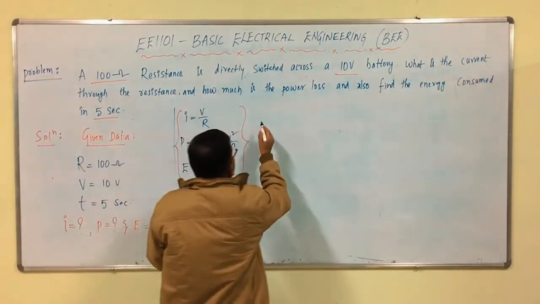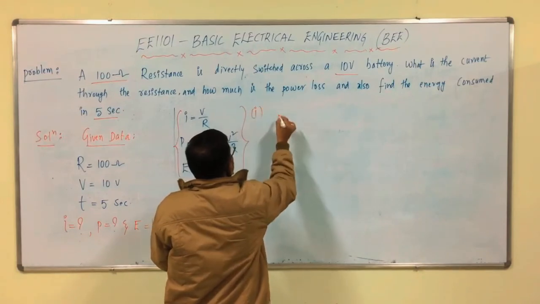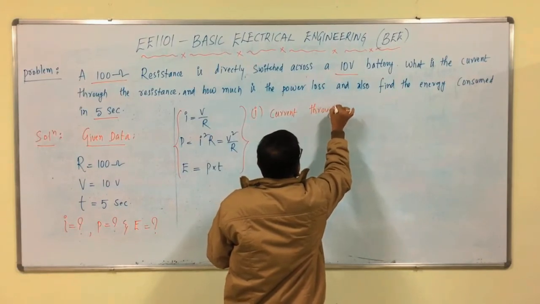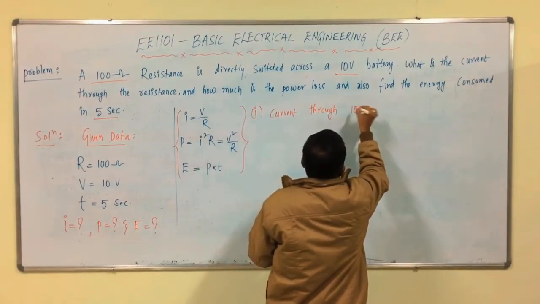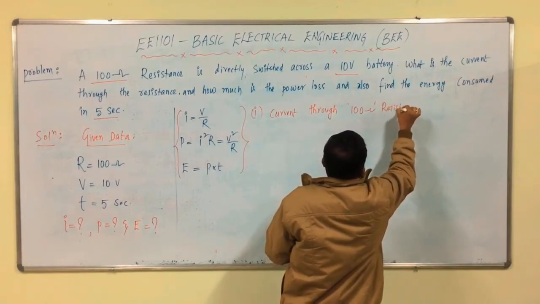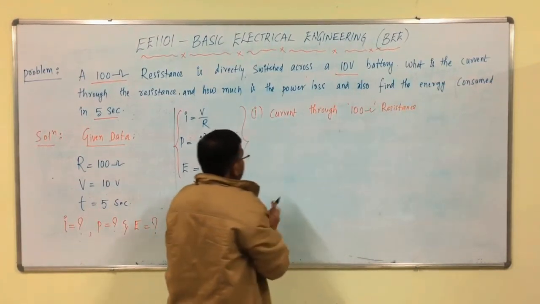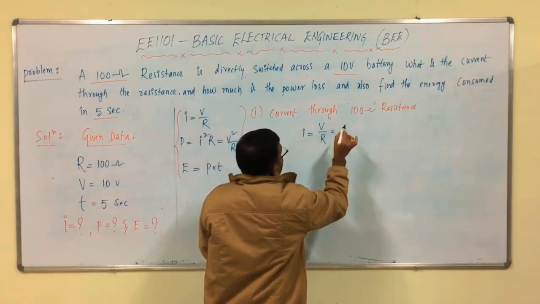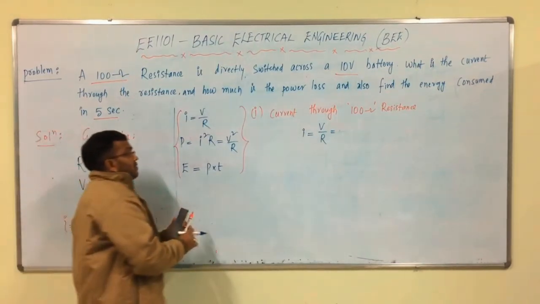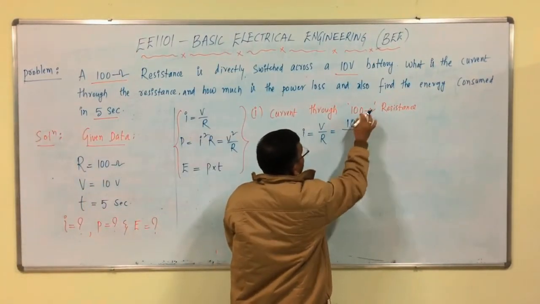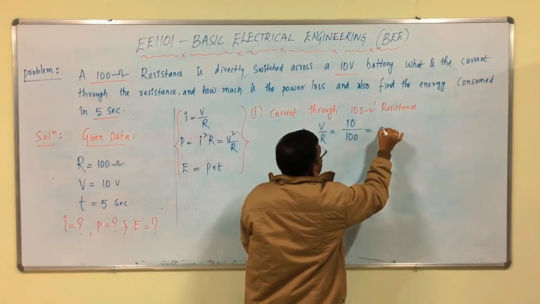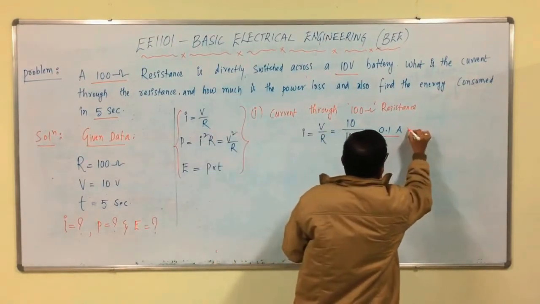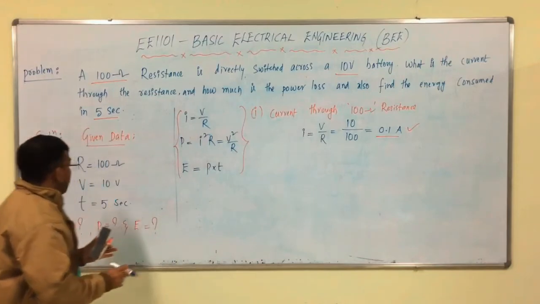Okay. First, we have to calculate the current through the 100 ohm resistance, that is I is equals to V by R. What is the value of V? 10 volts, by what is the value of R? 100. Then this is 0.1 amp.